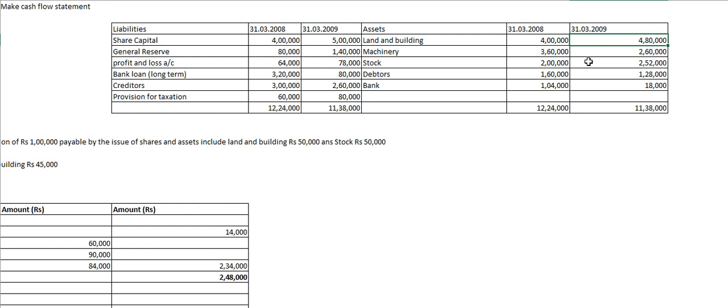Stock has basically increased, so if stock is increased, you will minus it in your working capital changes. Debtors have decreased, so you will add it in order to find out the working capital changes. Bank is your opening and closing balance of cash.